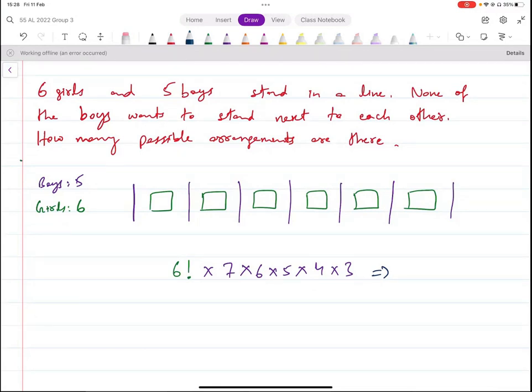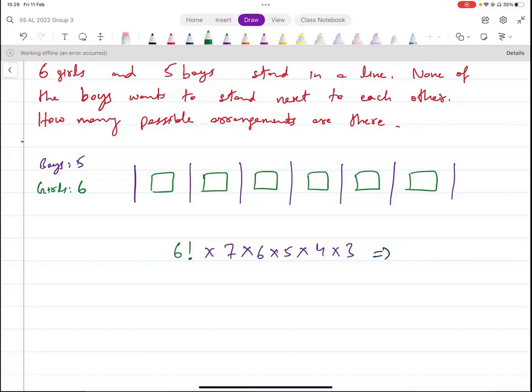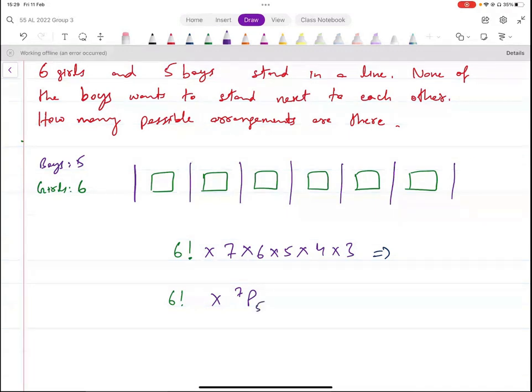Okay? And now before we end this discussion, those of you who know add maths and those of you who haven't done as well, we will do this in our next class. This same thing you can actually write this way too. This is actually 6 factorial into 7p5. This can also be written like this.